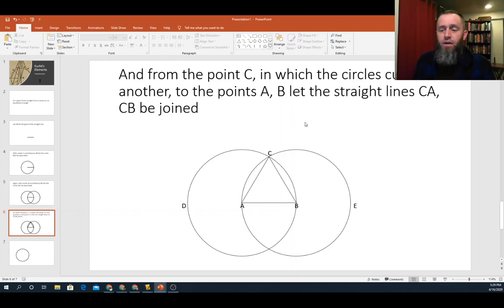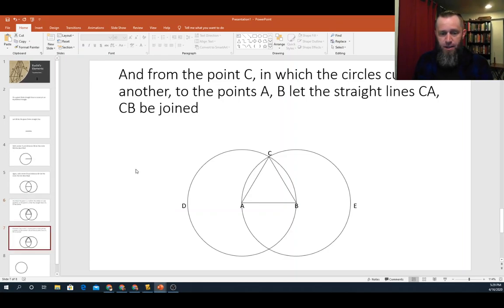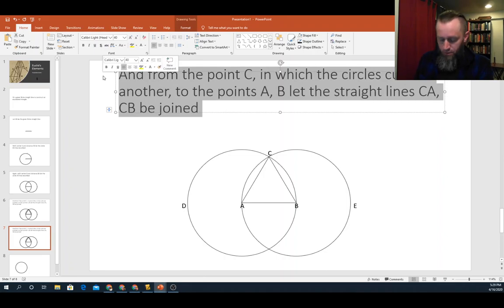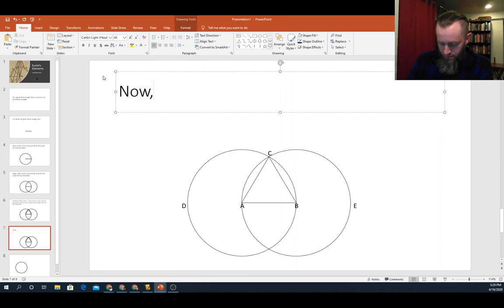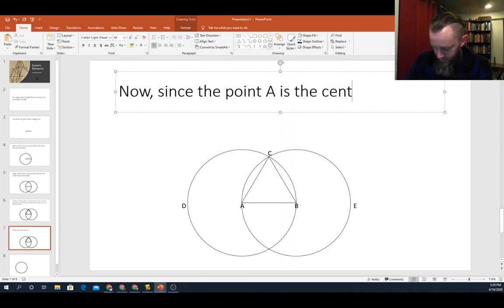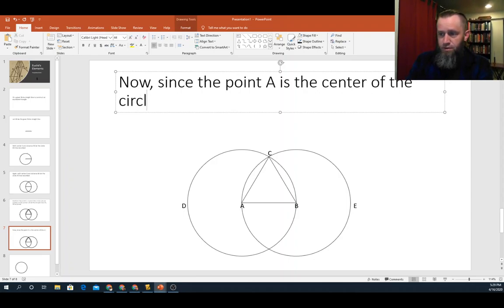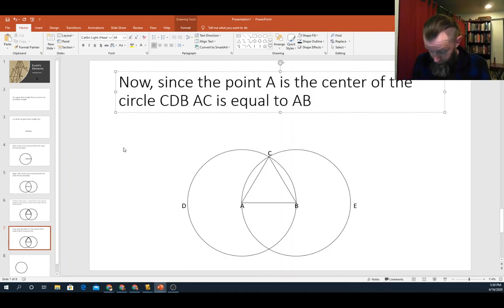All right. Now, we've actually done it, but Euclid wants to make sure we understand why and how we've done it. So let's go ahead and duplicate our slide again and erase this and see what Euclid has to say. He says, now, since the point A is the center of the circle CDB, center of circle CDB, AC is equal to AB.